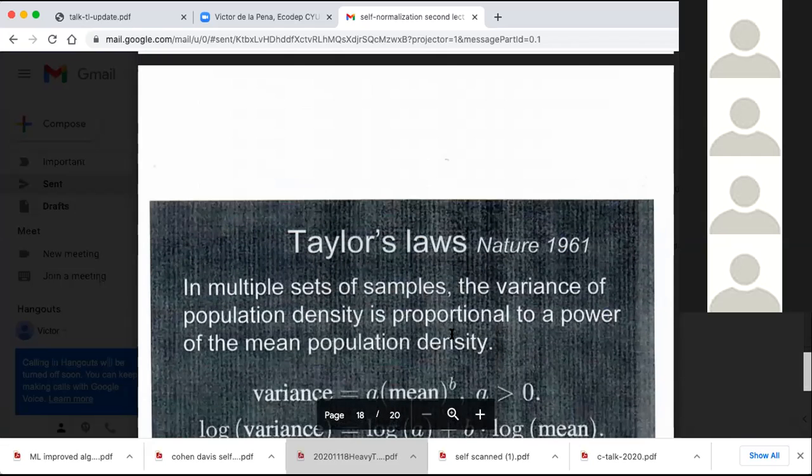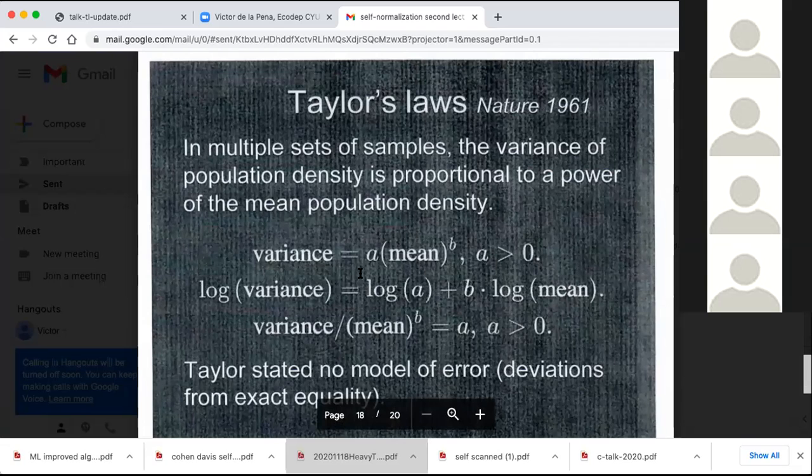Okay, so here is the way in which Taylor's law is stated. In a multiple set of samples, the variance of the population density is proportional to a power of the mean of the population density, which means the variance is equal to A, a constant, times the mean to the B. When you transform this into the log scale, you get the log of the variance is equal to the log of A plus B log of the mean. And this is equivalent to saying that the variance over the mean to the B is equal to A.